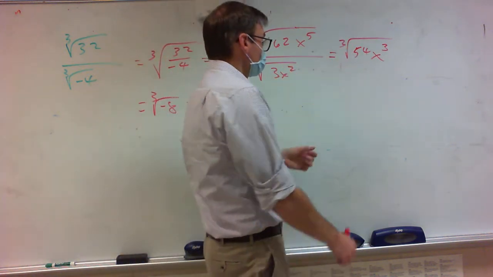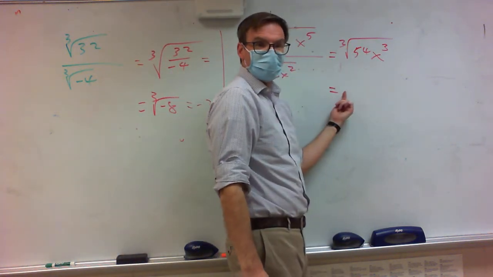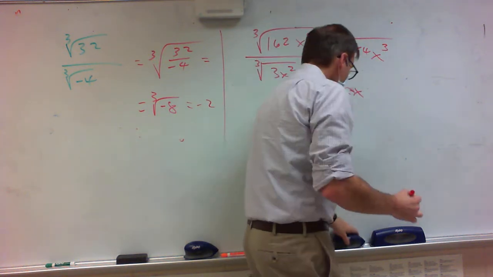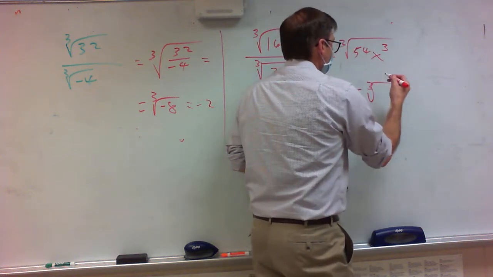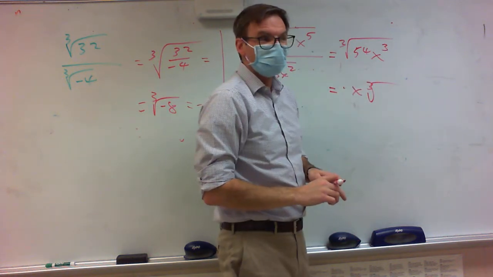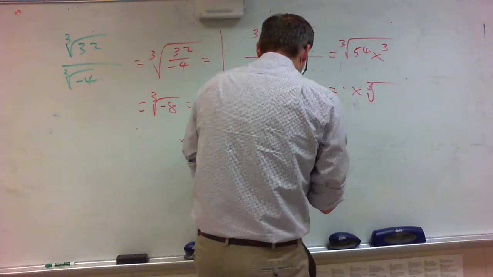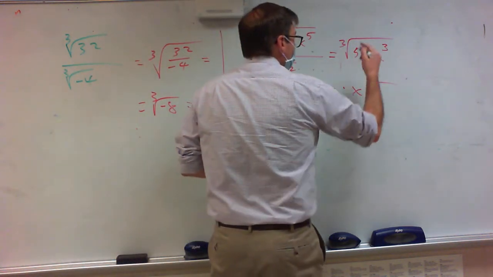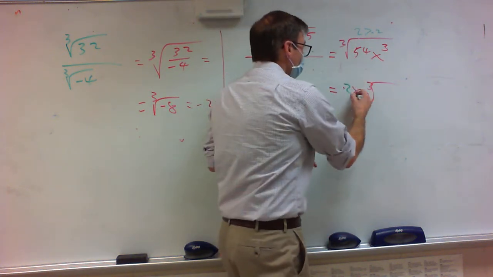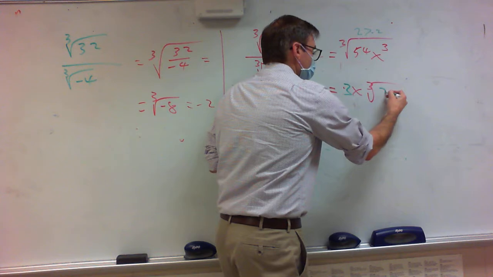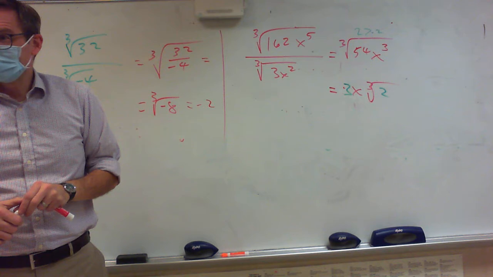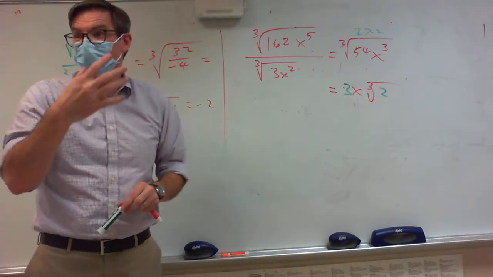Well, now let's deal with this. How many x's come out? 1. And then I end up with x, and then there's the cube root. Any x's left inside? How do we break up the 54? So we break up that number, 54 is 27 times 2. What's the cube root of 27? 3. What's left inside? 2. Did that make sense? More importantly, does this feel a little more comfortable now than it did Tuesday?